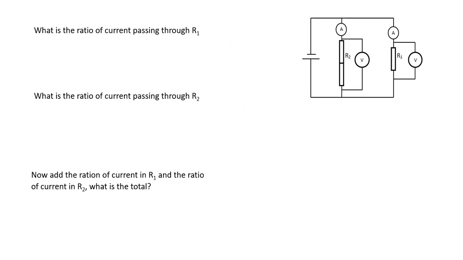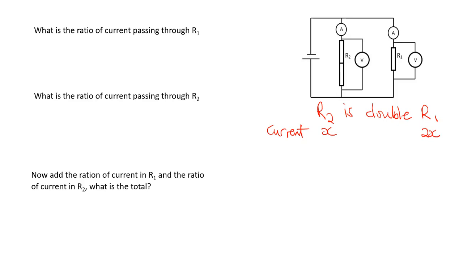So to find the ratios of current through R1 and R2, we still need to take note that R2 is double R1. So R2 is double R1, which means the current passing through R2 must be X, and the current passing through R1 must be 2X.